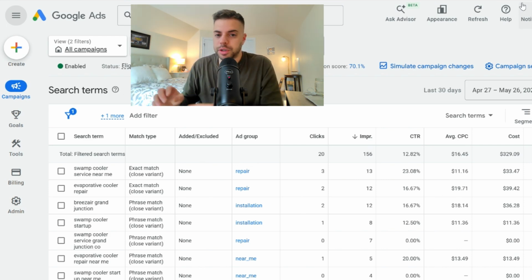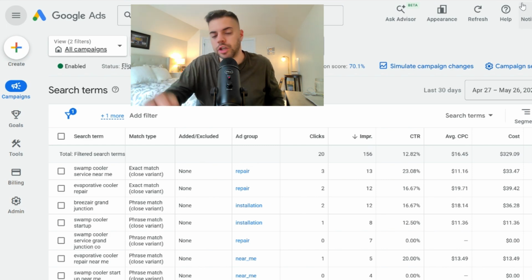This is actually really important because I can see that these are keywords that I kind of overlooked via the local SEO strategy, and I only found them because of the search terms report within Google Ads. This is what I do next.